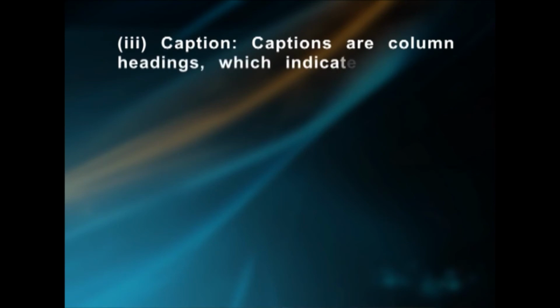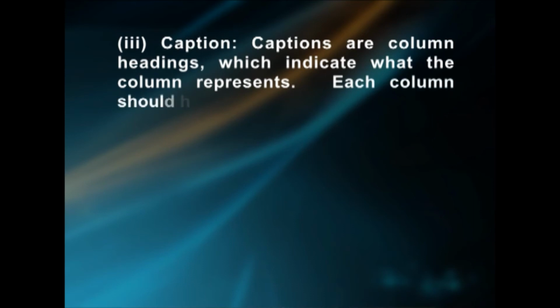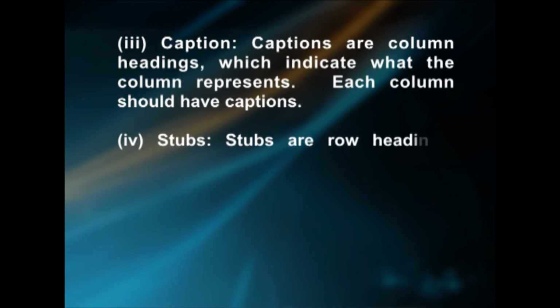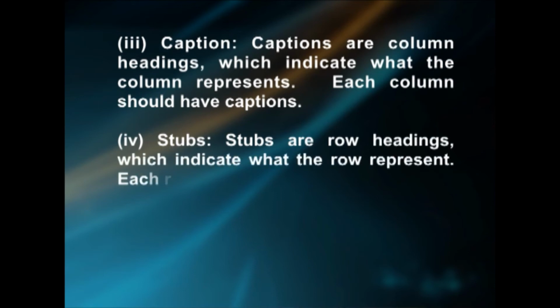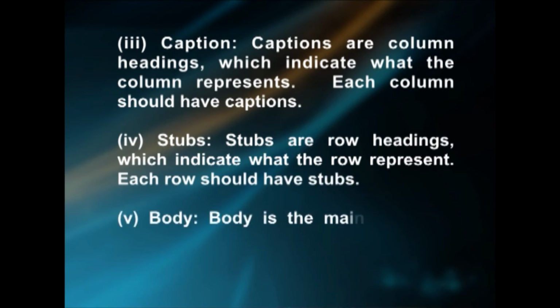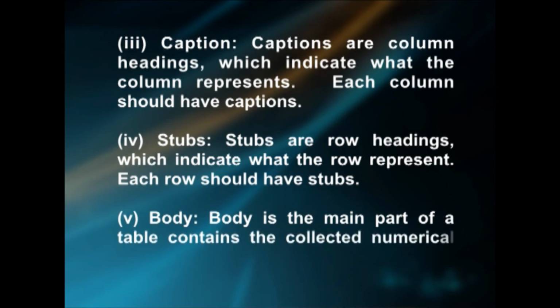3. Caption. Captions are column headings which indicate what the column represents. Each column should have captions. 4. Steps. Steps are row headings which indicate what the row represents. Each row should have steps. 5. Body. Body is the main part of a table, contains the collected numerical information.